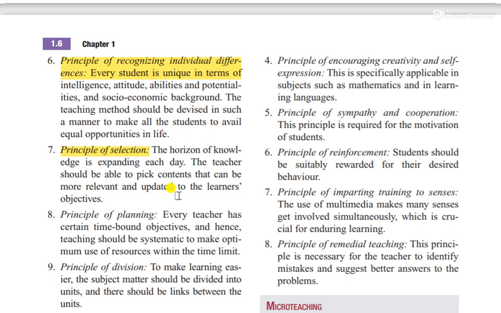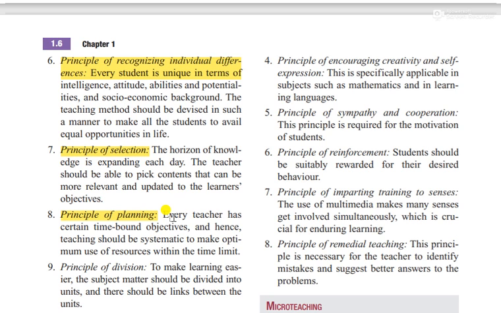Okay, in the social science, now constitutions. While we are discussing the constitutions, we have to discuss the contents given in the textbook, as well as the recent amendments in the constitutions. We also have to incorporate that. What are the implications, how the laws of the constitutions are applied in our society, these are also important. So the teacher should be able to pick the contents that are more relevant and updated to the learners, for the objective.